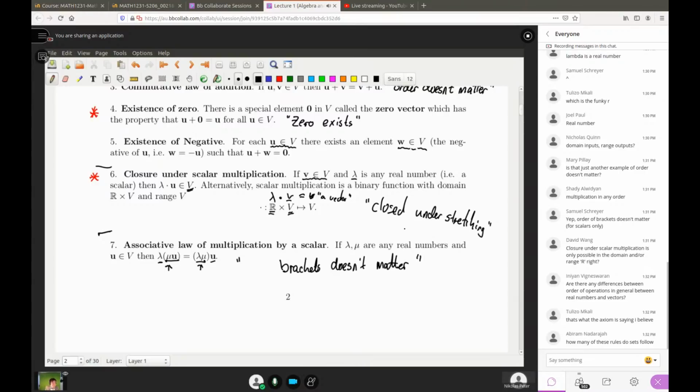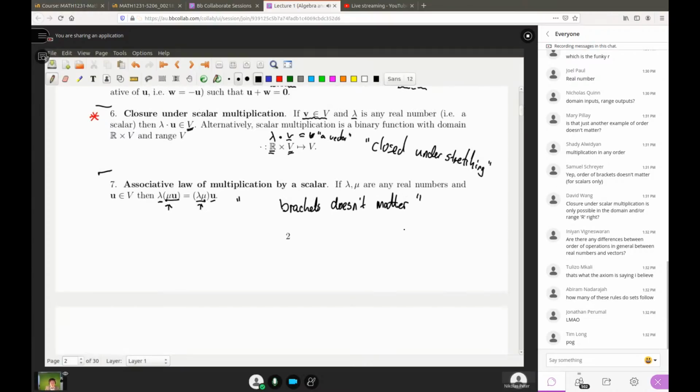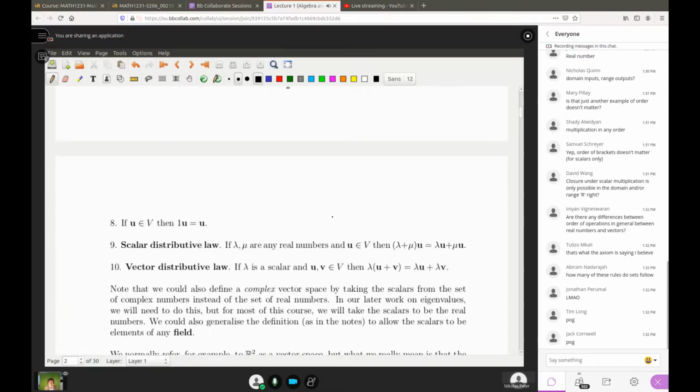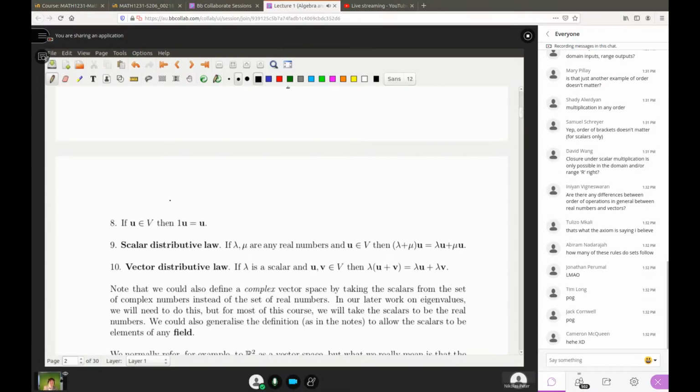How many of these rule sets haven't we covered? Only a few more. Only 3 more. This one, to give you some indication about how often things get used, doesn't even have a name. This is just axiom 8. If you have some vector u in V, then 1 times u is equal to u.